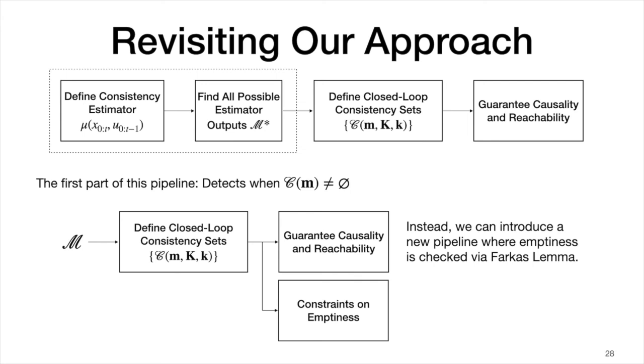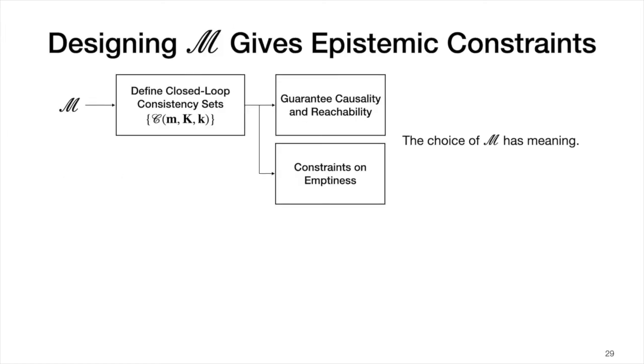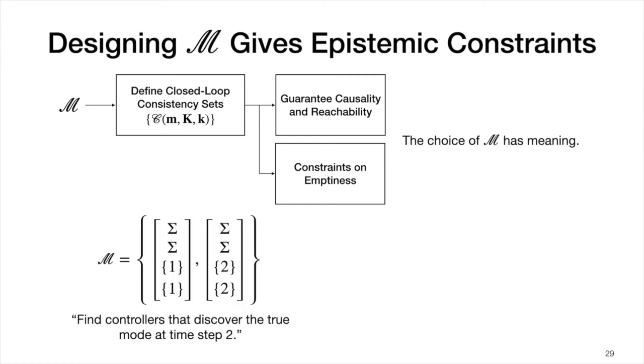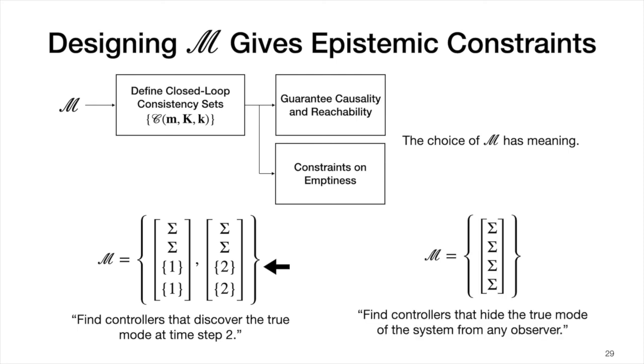How the designer chooses M has some interesting interpretations. But we will present some intuition of those interpretations here. First, one can provide an M like the one on the left side of this screen for systems with two modes. What this M defines is that we want to find an adaptive controller that will learn the true mode of the system by the deadline of step t equals 2, or this point in the time horizon. On the other hand, there are M's like the one on the right side of the screen, where the controller takes actions that are meant to hide the true mode of the system for all time. Thus, we have a method for defining epistemic or learning-based constraints on the desired behaviors of the system.